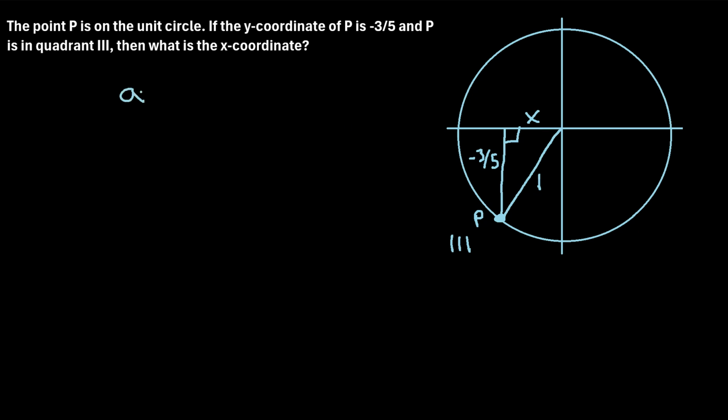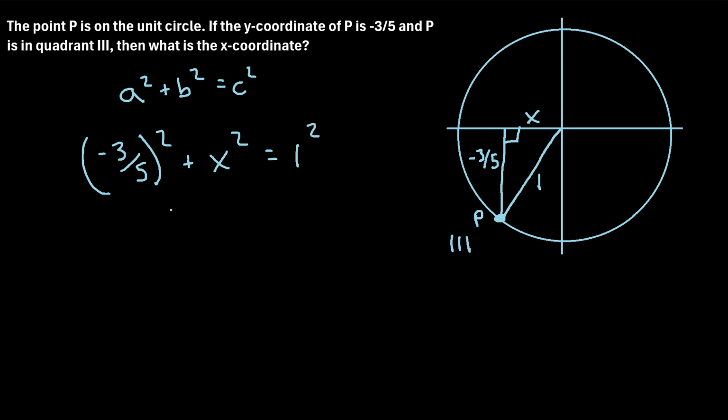So the Pythagorean theorem says a squared plus b squared must be equal to c squared, where c is the hypotenuse, or the longest side. So in this triangle, 1 represents the hypotenuse. It's the longest side of the triangle. So what we can say is (-3/5) squared plus x squared must be equal to 1 squared. So all we have to do now is just solve this equation for x.